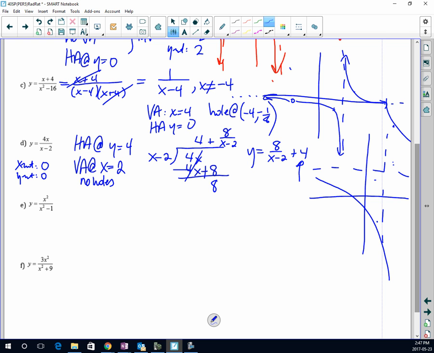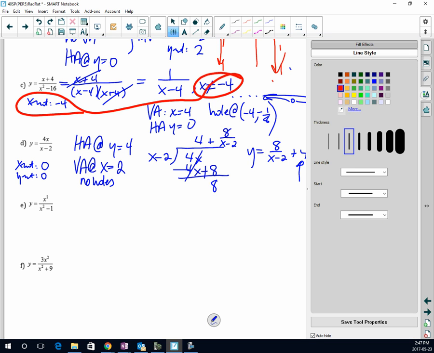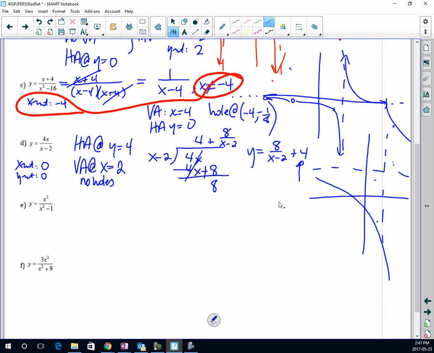Let's go back to C. What's my x-intercept there? 0 goes in for y, so what is... How about -4? However, what's wrong with this problem here? That's indeterminate. Can we have an x-intercept at -4 if x can't equal -4? No. So this is something you've got to watch out for. That means we have no x-intercept because it's actually a hole at the x-axis.